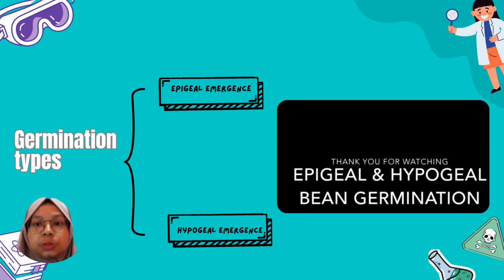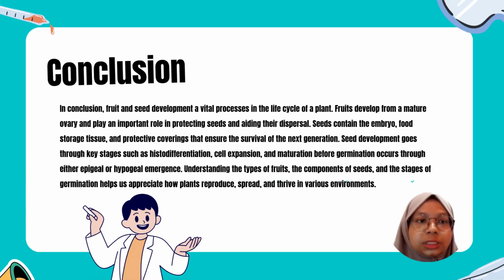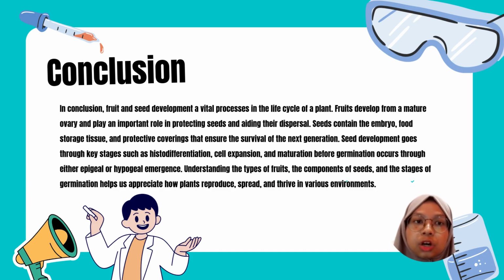Now for the conclusion. In conclusion, fruit and seed development is a vital process in the plant life cycle. Fruit protects seeds and helps them disperse, while seeds contain the embryo and all the nutrients needed to grow early. Understanding the types of fruits, the structure of seeds, steps of seed development, and the different germination methods helps us appreciate the complexity of plant development. This process ensures the survival, diversity, and adaptability of plant species across many environments.